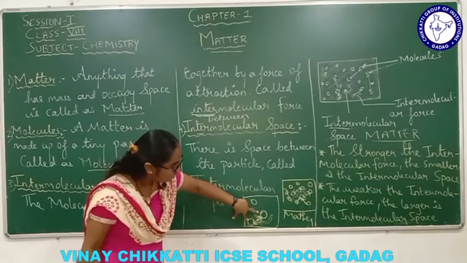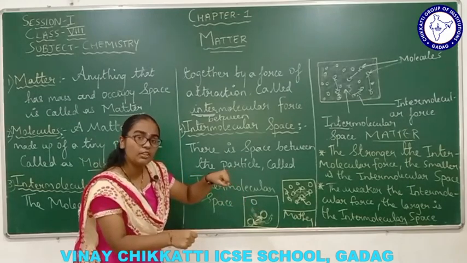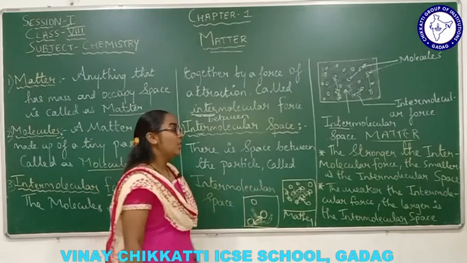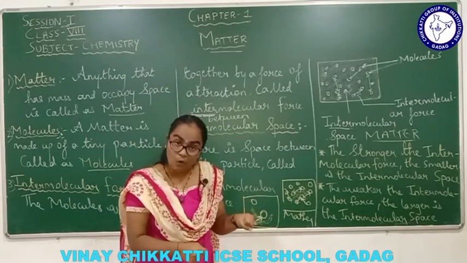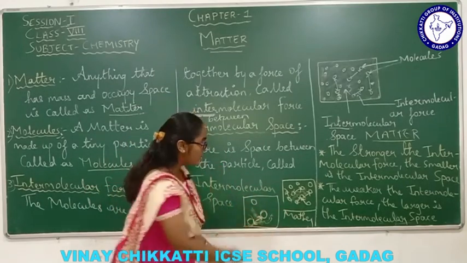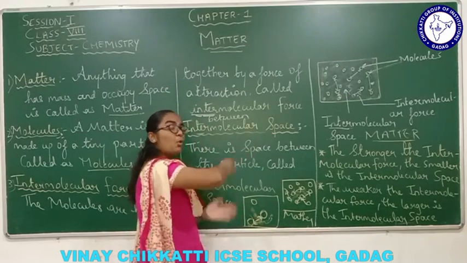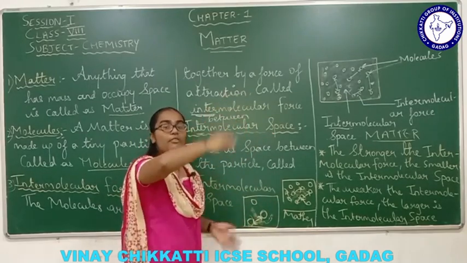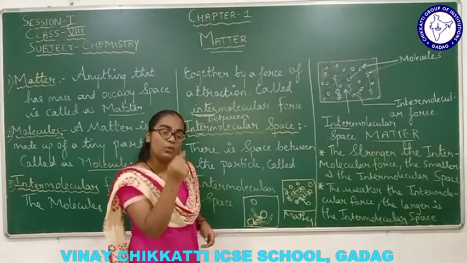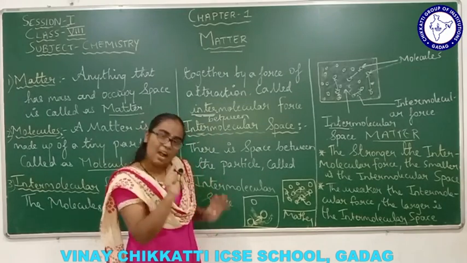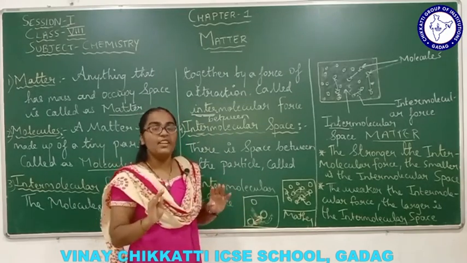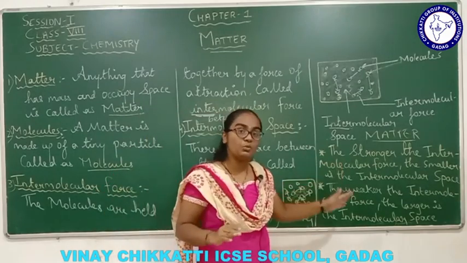A weak intermolecular force is there. The weaker the intermolecular force, the larger will be the space, because the molecules are residing far apart from each other. Therefore, the force of attraction between them will be weak and more intermolecular space will be there, right? So these are two very, very important statements, right?